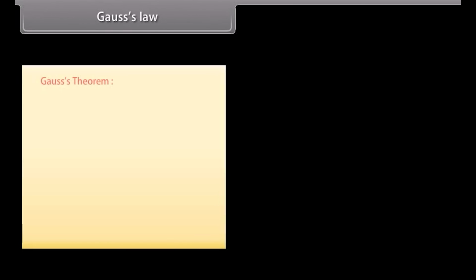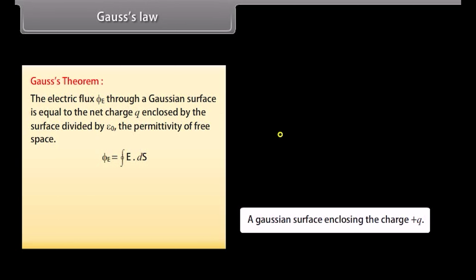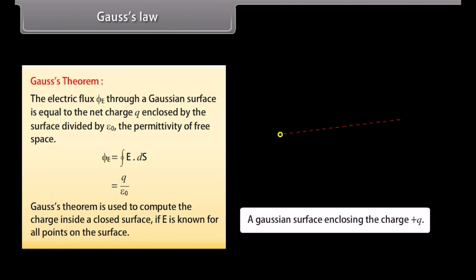Gauss's law. Gauss's theorem: the electric flux phi E through a Gaussian surface is equal to the net charge q enclosed by the surface divided by epsilon naught, the permittivity of free space. Gauss's theorem is used to compute the charge inside a closed surface if E is known for all points on the surface.